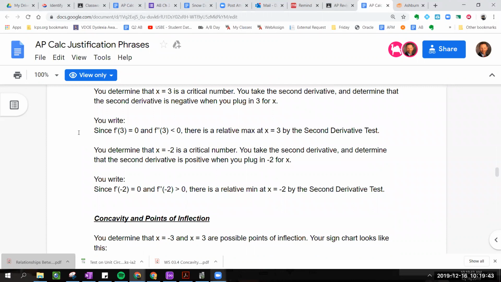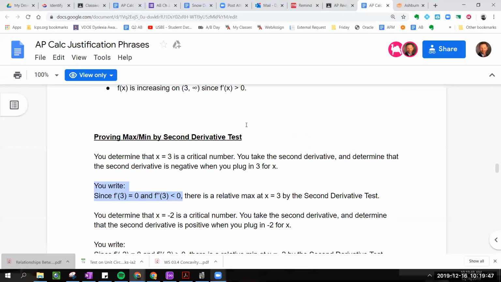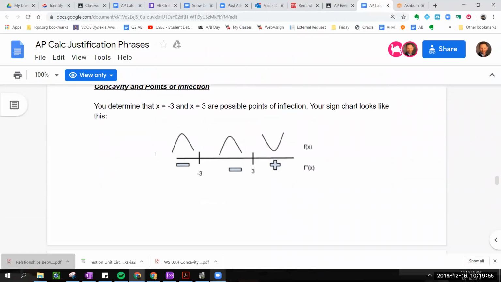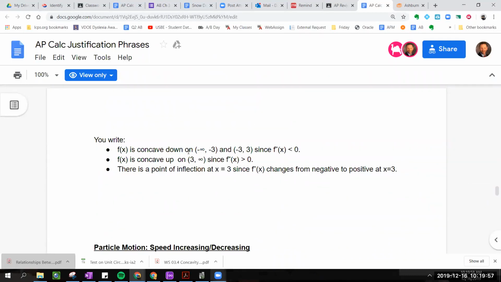And then the second derivative test parts too, like if you wanted to do that for max or min, or if you're going to just do concave up, concave down. So that's going to give you all of the phrases in one spot.